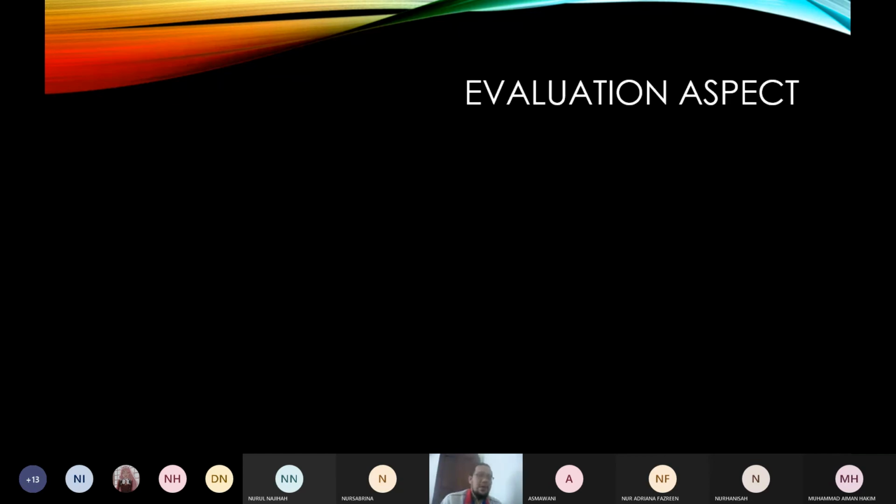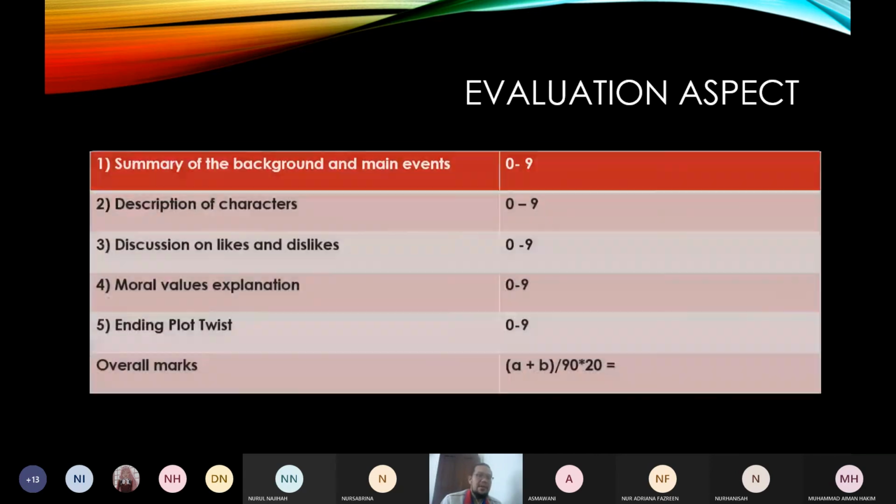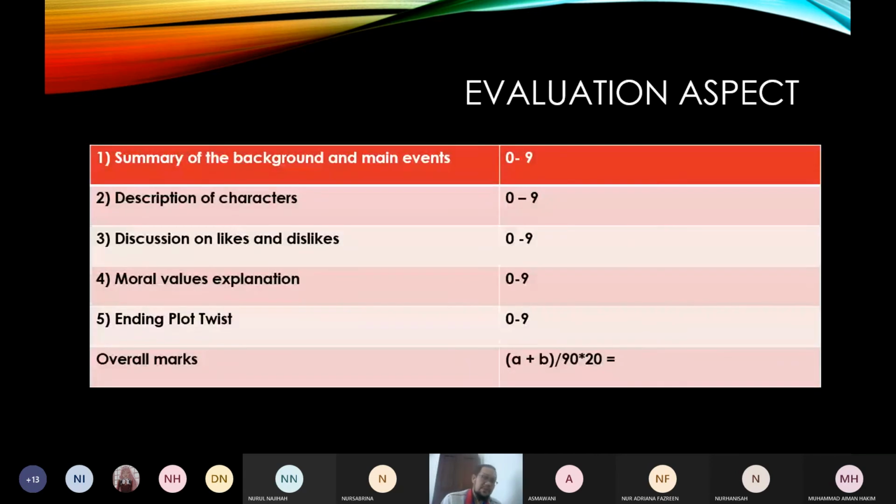Alright. Your evaluation aspect for reflective writing ada 5 benda, which is the summary. Alright, maksudnya 0 tu 9 tu maksudnya adalah rating yang bagi dia. 0 9, 0 tu maksudnya tak hantar langsung lah. Alright, description of the character. Ni adakah you describe the character well or not. Alright, positive or negative.